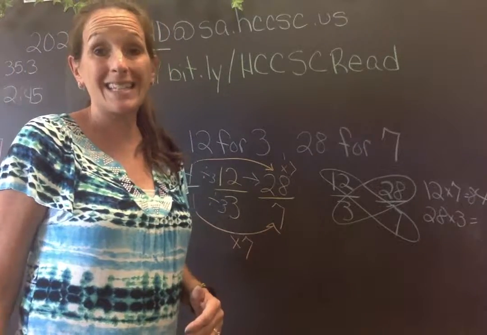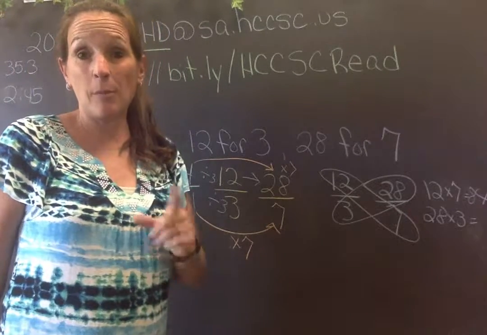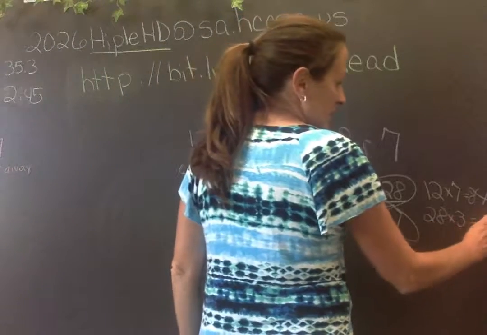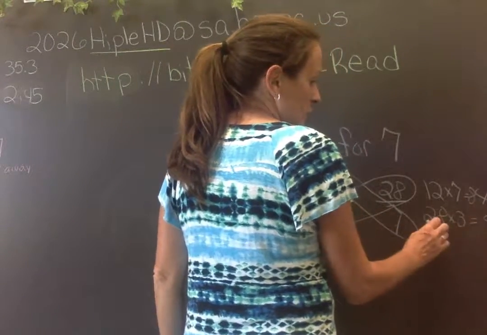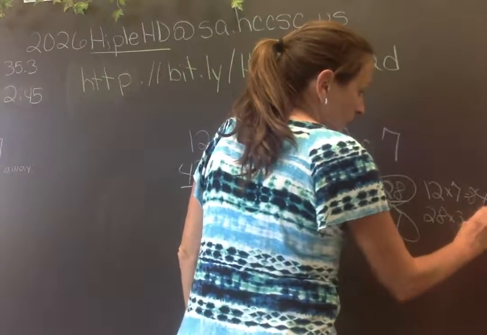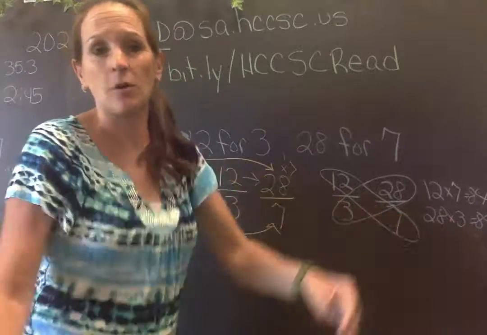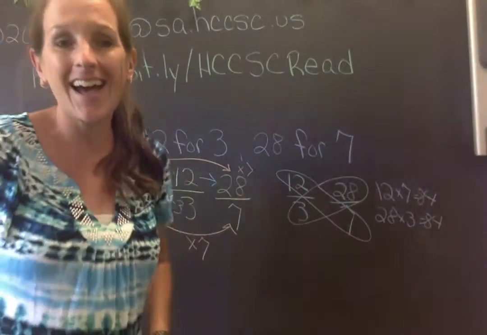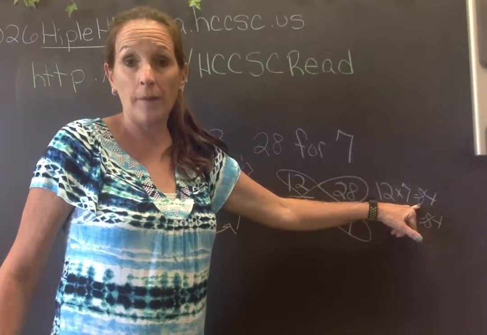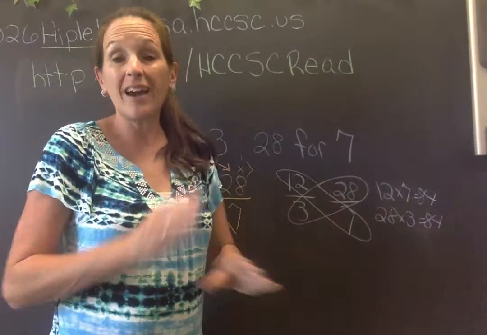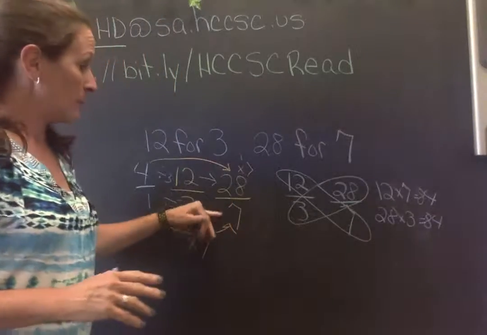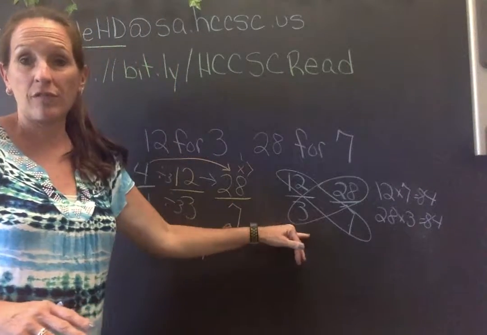Let's do 28 times 3, and remember, if we get the same answer, they're equivalent. So 3 times 8 is 24, carry the 2, 3 times 2 is 6, plus 2 is 8. And look at that, ding, ding, ding. Oh, you can't see it, hold on a minute. Ta-da! My answers are the same, 84 and 84. Because my answers in the wings are the same, that means that these are equivalent fractions.